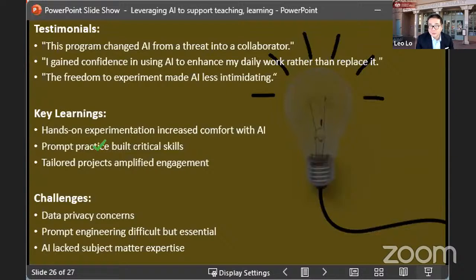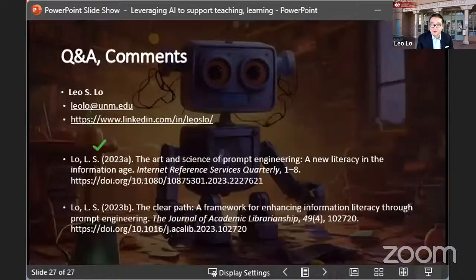One thing we learned is that if you just sit down with AI without anything in mind, it's really hard to get going. But if you actually want to use it to solve something like a particular task or project, that makes it easy to get into it. But there are a lot of challenges. Data privacy concerns. A lot of people are very unsure about what they can upload or input into the AI model. Prompt engineering is difficult, but essential. And the AI lacks subject matter expertise. So that means the user needs to have some subject matter expertise in order to know whether AI is right or wrong. So that's really kind of a little case study.